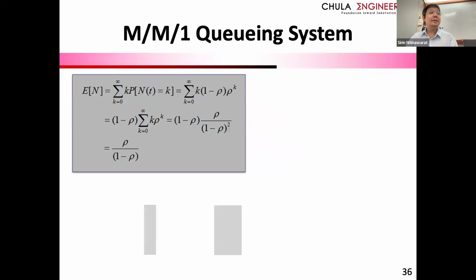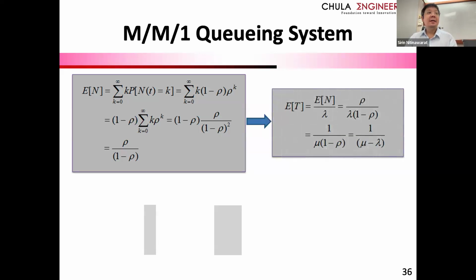What do you think we should do next? After we derive the expected number of customers in the system, what do you think we should do next? Remember Little's formula. We can invert it. Now that we know E of n, if Little's formula says E of n equals lambda E of t, but if we invert it, we already know E of n, we can derive E of t, the expected time each customer will spend in the system.